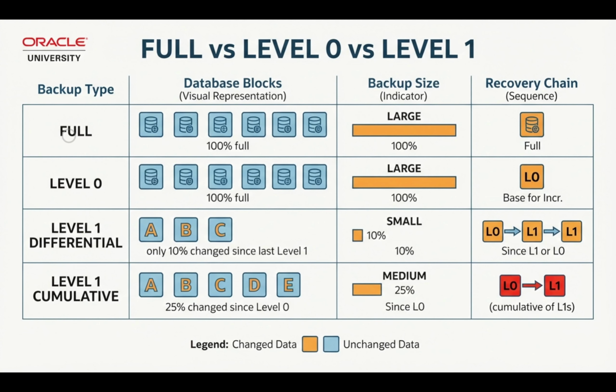Let's put everything together. A full backup contains all used blocks, but it isn't part of an incremental chain. A level 0 also contains the baseline data, but it establishes the foundation for level 1 incremental backups. A level 1 differential contains changes since the most recent applicable incremental backup, and the level 1 cumulative contains changes since the level 0 backup. Understanding these differences is important because your backup type directly affects how your recovery process will work.